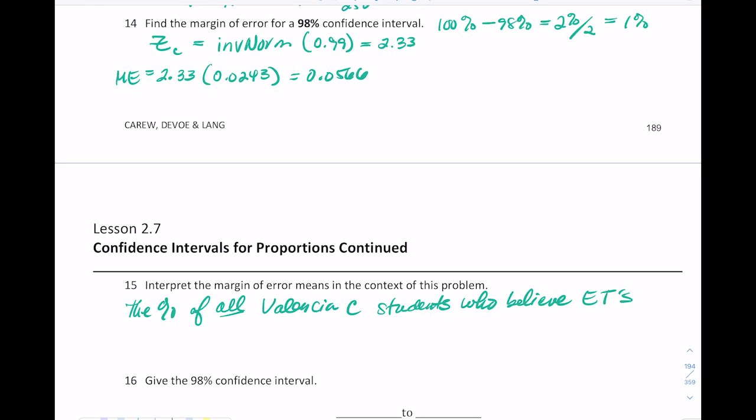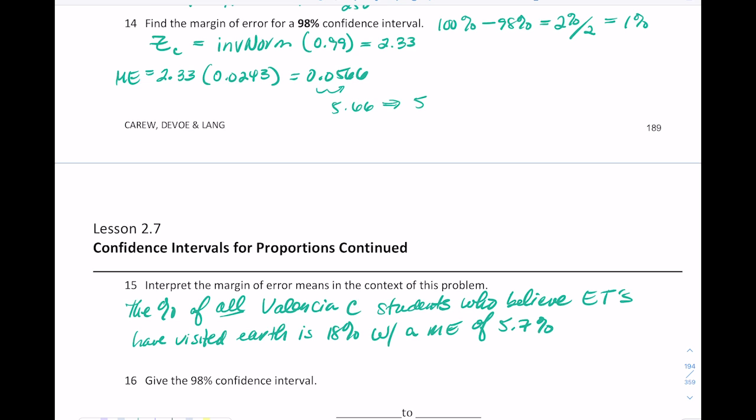I'll just call them ETs, okay? Extraterrestrials have visited Earth is 18% with a margin of error of 5.7%, right? If you take 0.0566 and change it to a percent, just move the decimal over 2 places to the right. So if we round, it's like 5.7.